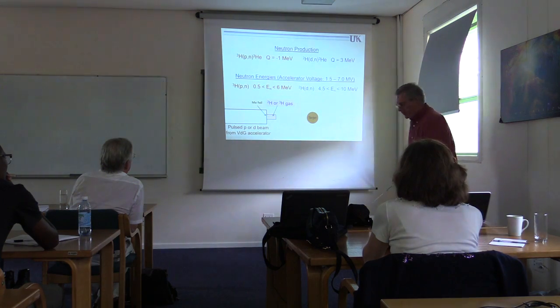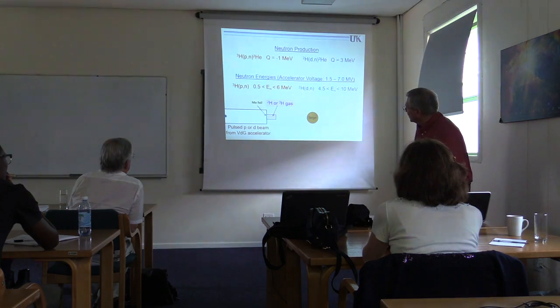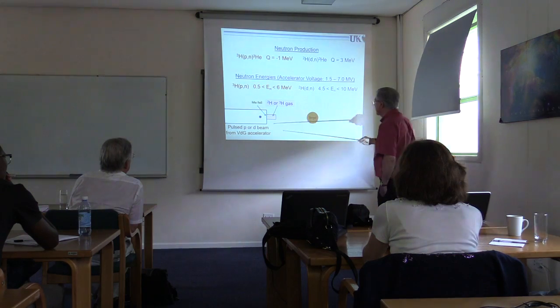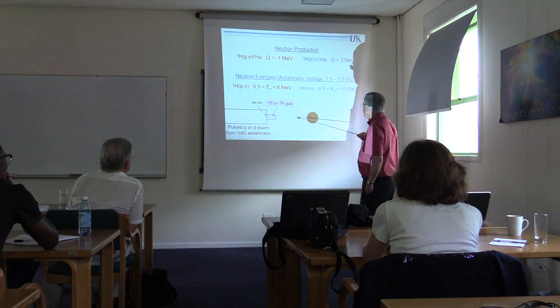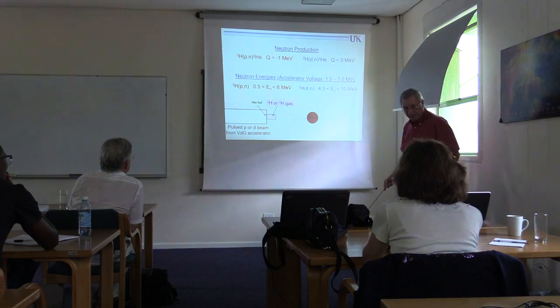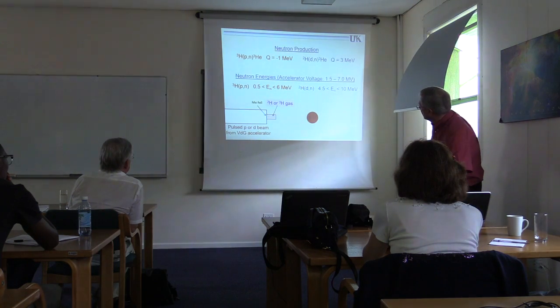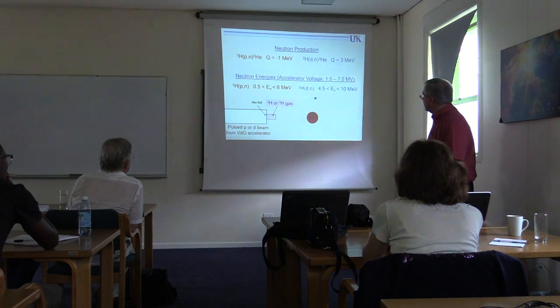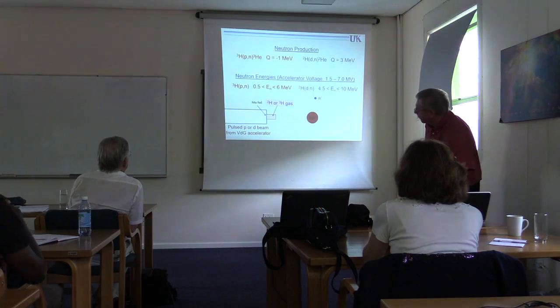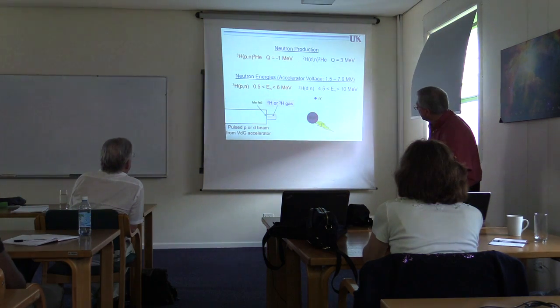So let me, again, illustrate how we produce our neutrons. This is our proton coming in, produces a neutron, which then scatters from our target nucleus. Neutron is emitted, and then gamma rays follow.